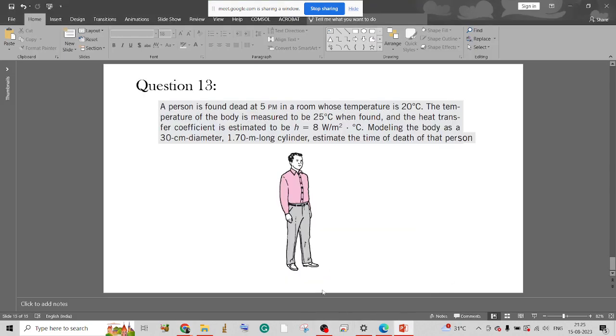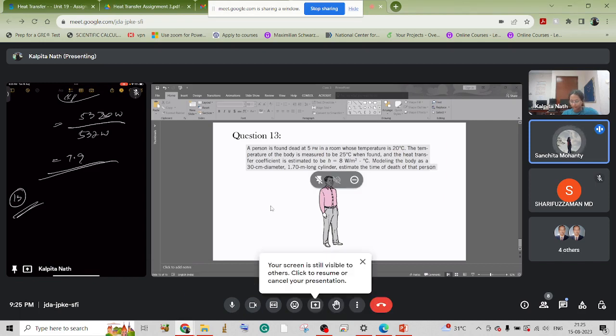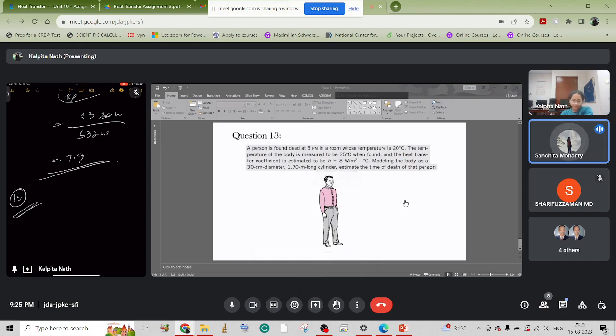Ma'am, the time is coming out to be 43859 seconds, which is equivalent to 12.18 hours. Yes, correct. So it's correct. But before that, 12.18 hours before 5, have you calculated the Biot number? How much did it come out? Ma'am, no, I did not calculate.